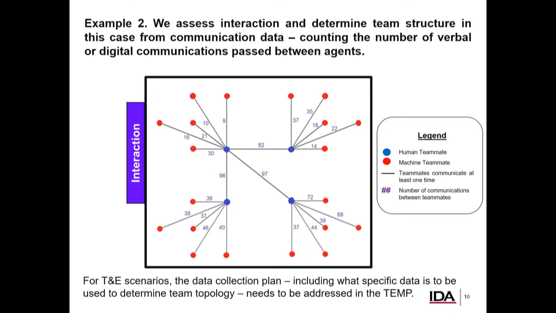So the numbers on the graph here. This is a network version of the picture I just showed you, obviously, with the blue dots representing the humans and the red dots representing the drones, and the numbers on each line segment indicate how many times that pair of agents interacted with each other.